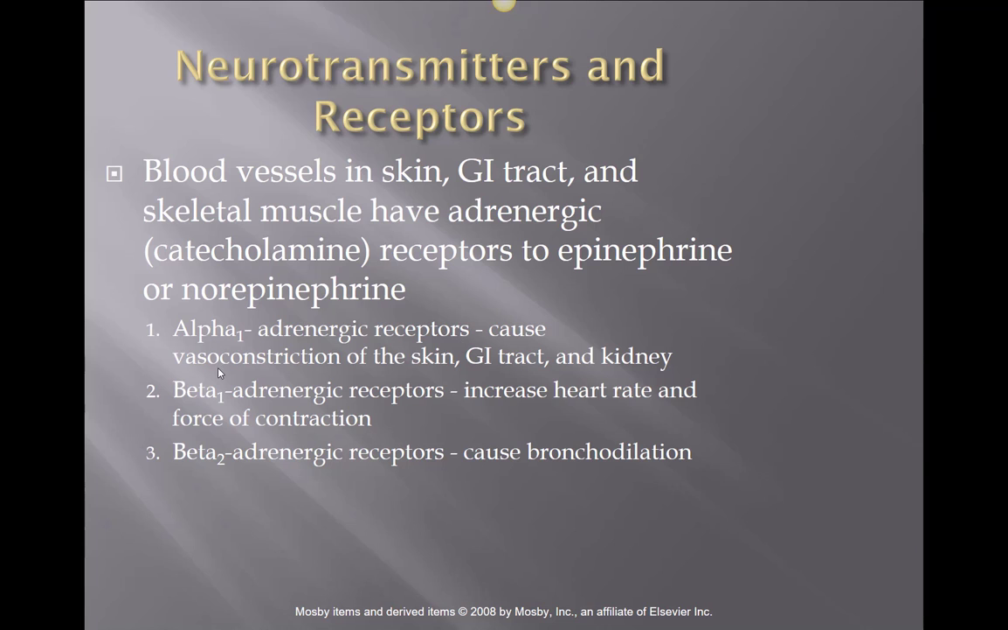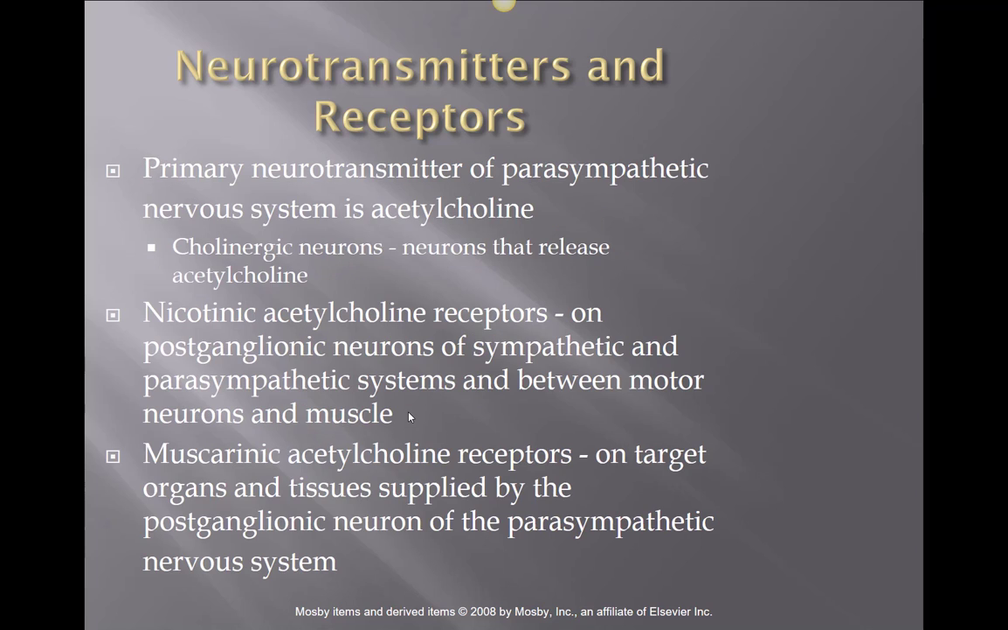And so these adrenergic receptors, alpha-1, alpha-2, beta-1, and beta-2, are very important in regulating sympathetic responses and the job they do in the nervous system with alpha-1 and alpha-2. Out in the skin, the GI tract, and the kidneys, alpha-1 causes vasoconstriction, beta-1 increases heart rate and force of contraction, and beta-2 causes bronchodilation.